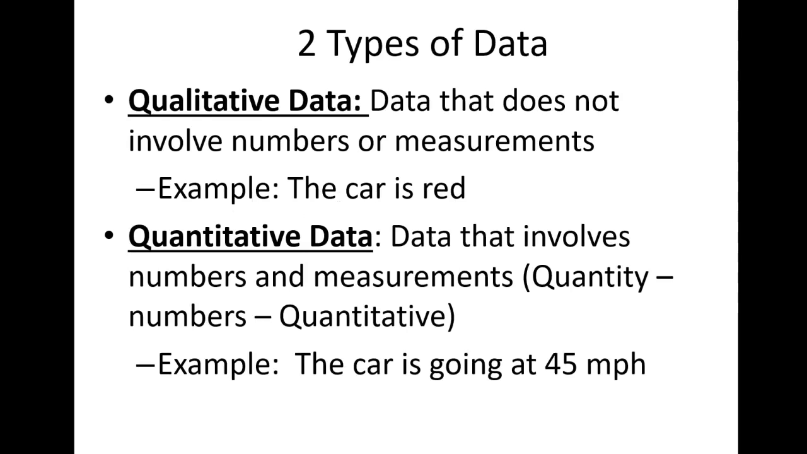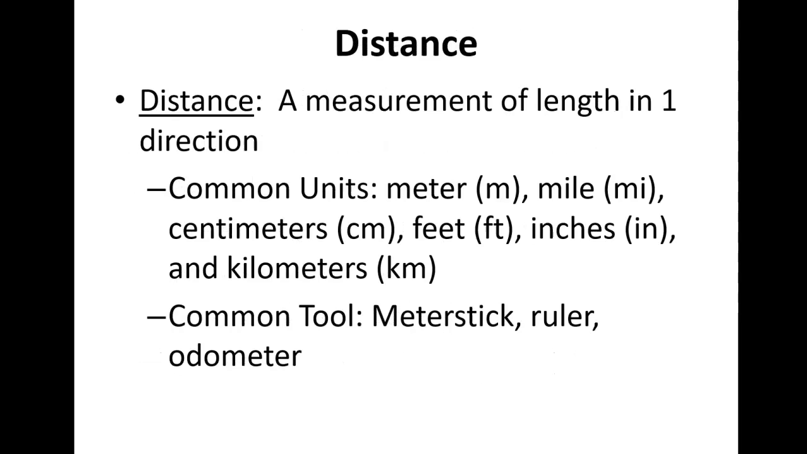So we know that there's two different types of data, qualitative data and quantitative data. Qualitative data is data that is collected that uses our senses. They do not have numbers. They are qualitative words, so describing words. So for the example here, the car is red. Quantitative data is data that does involve numbers and measurements. So the example here is the car goes 45 miles per hour.